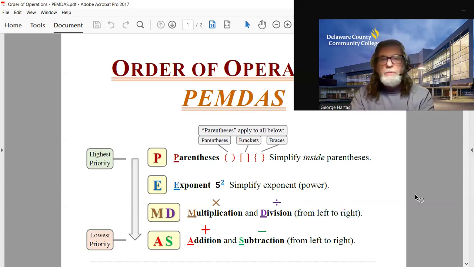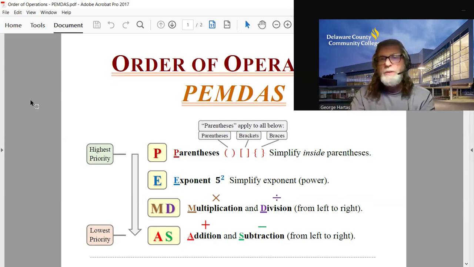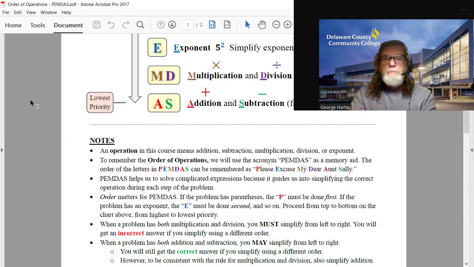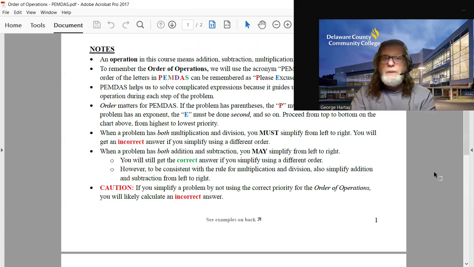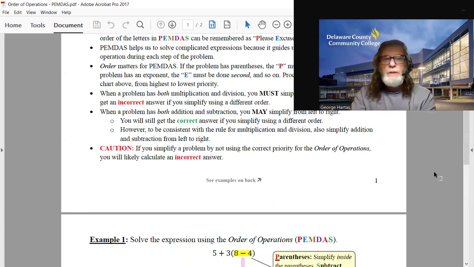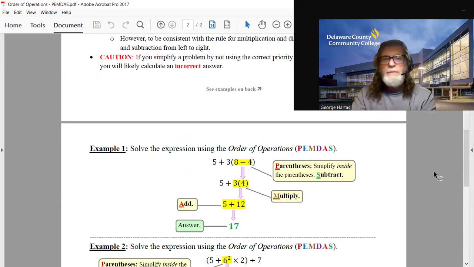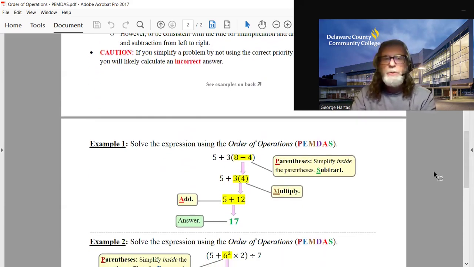All right, so this is a handout that I created for the course, and you can find it on Canvas. There's one way to memorize this PEMDAS acronym, and it's please excuse my dear Aunt Sally. You might have heard that before. In here I talk about other things you should watch out for, and you can read through all that. And on the back of this, I have three examples we're going to try.